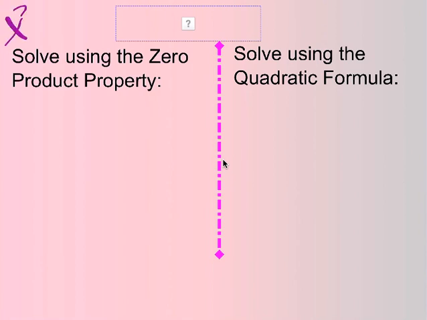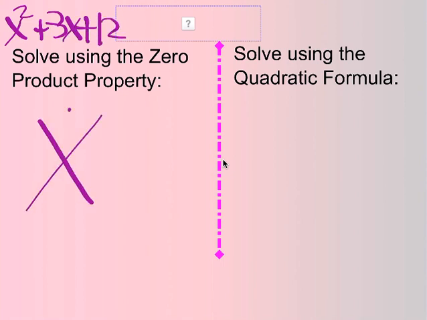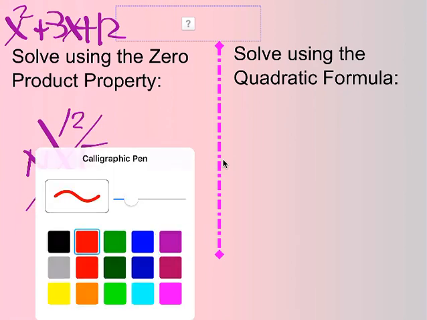So we have x squared plus 3x plus 12, and we're going to set that equal to 0. So let's start out by factoring. So we're multiplying to 12 and adding to 3. Well, that's simply not possible. So this one right here is going to be not factorable. So now let's go ahead and solve using the quadratic formula.